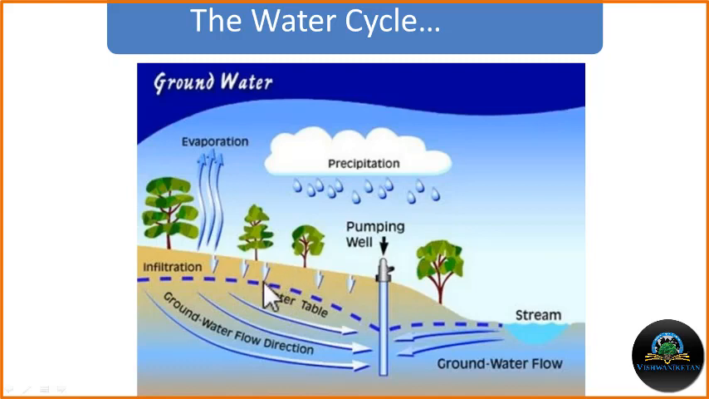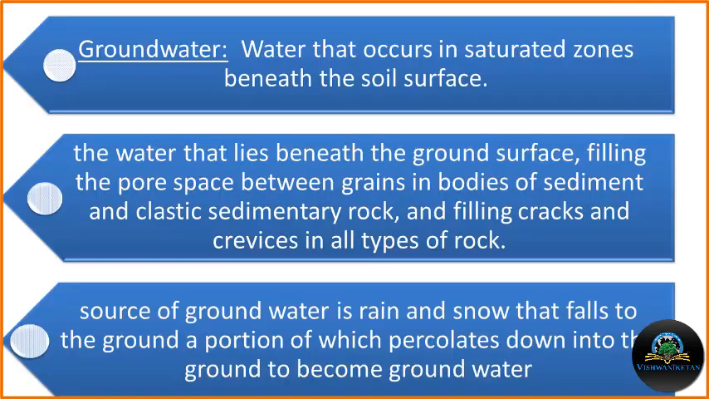and a very small amount of water actually seeps down. This downward journey of water continues until it reaches the zone where all the pores and openings are filled by water. This zone of saturation, where all the pores, spaces and cracks are filled by water, is the groundwater or groundwater table. This occurs in the zone of saturation beneath the soil surface.